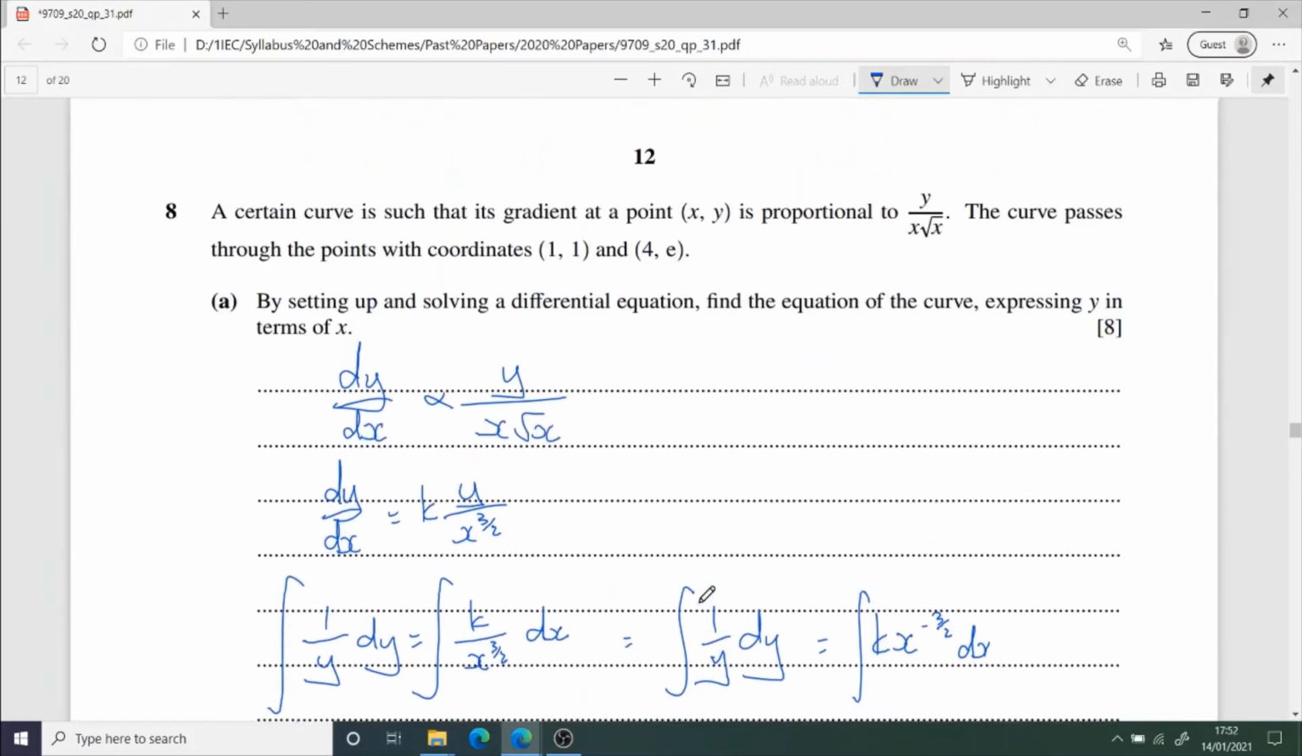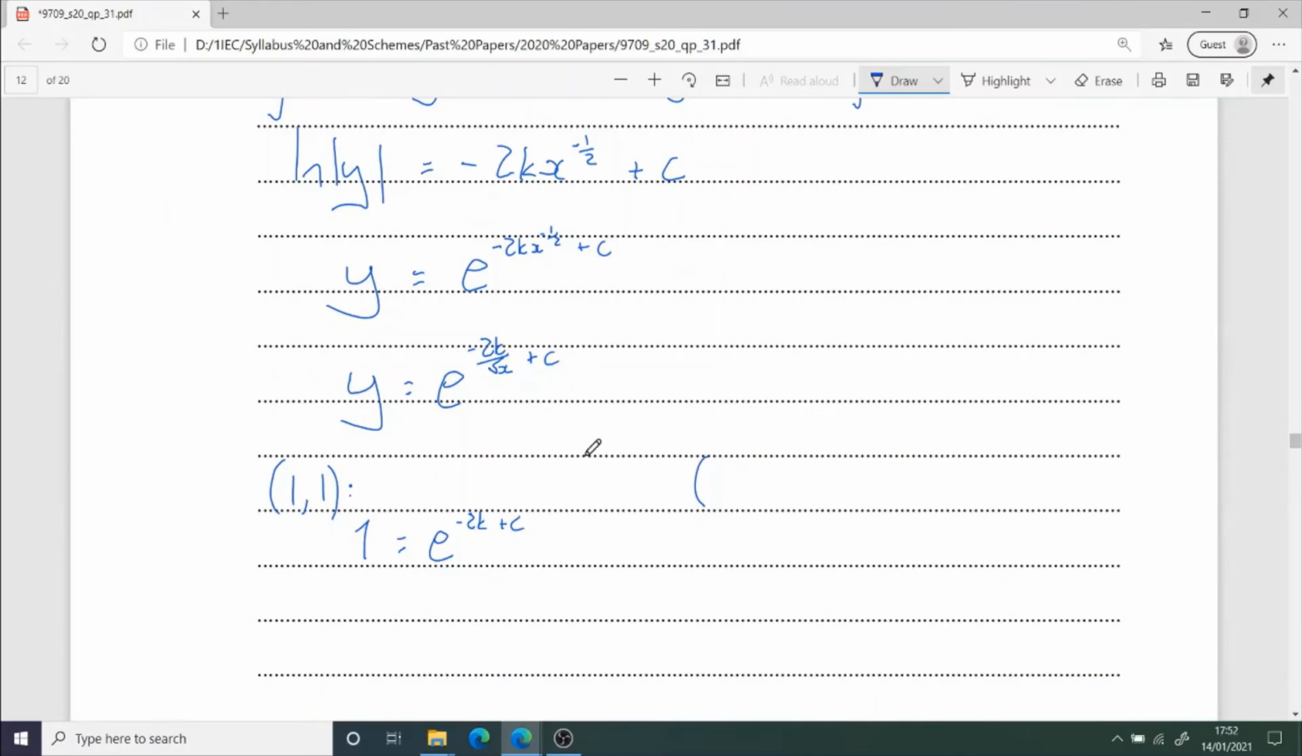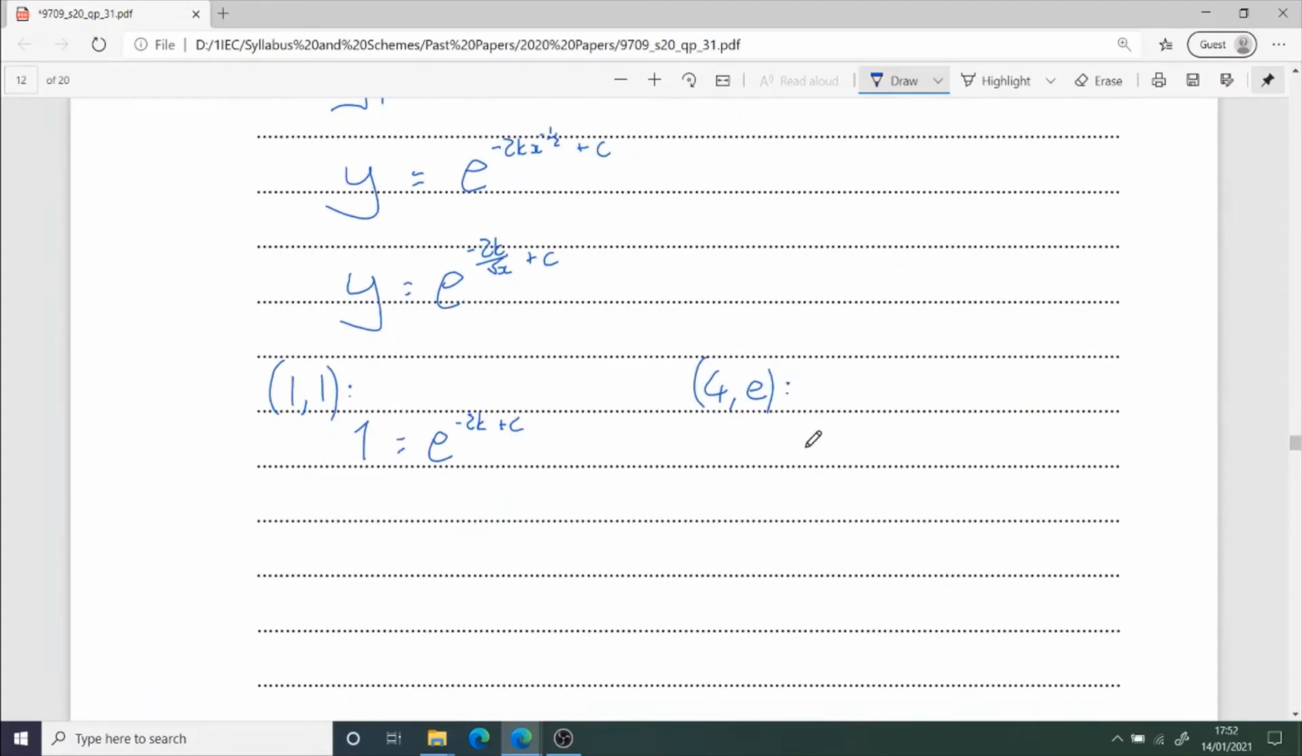And our second coordinate is the coordinate 4, e. So e is equal to e to the power of minus 2k divided by the square root of 4. The square root of 4 is 2. So we get minus 2k divided by 2 plus c. So e is equal to e to the power of minus k plus c.